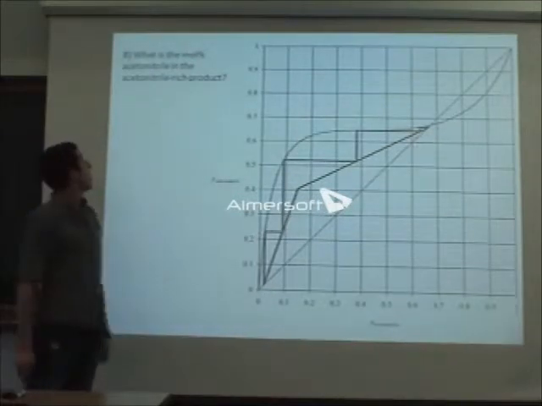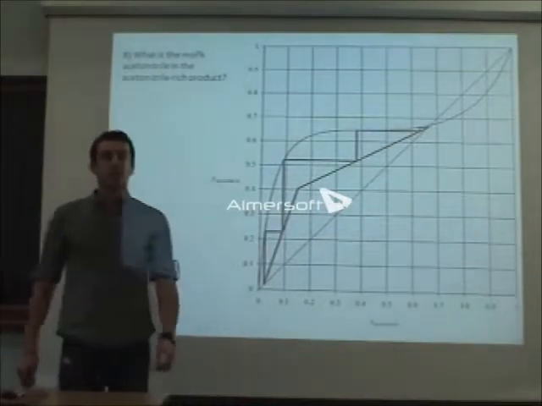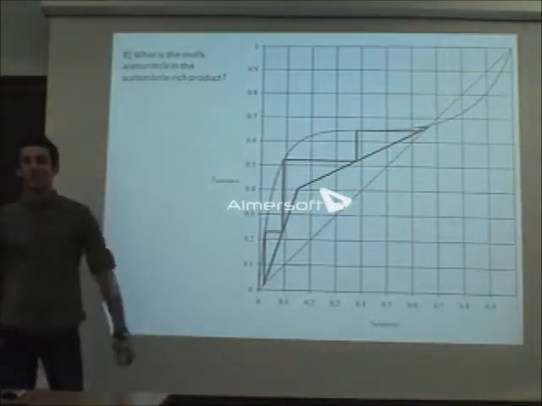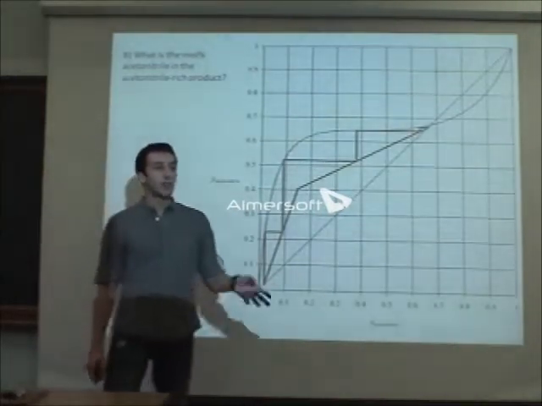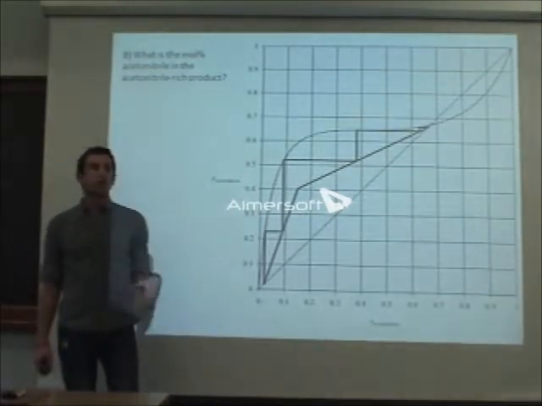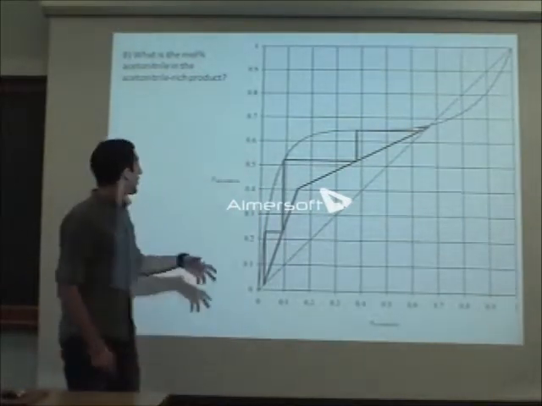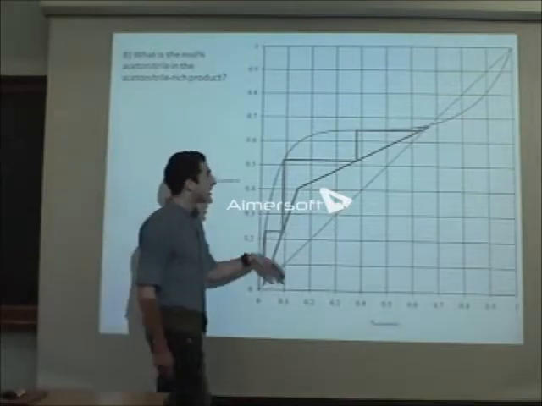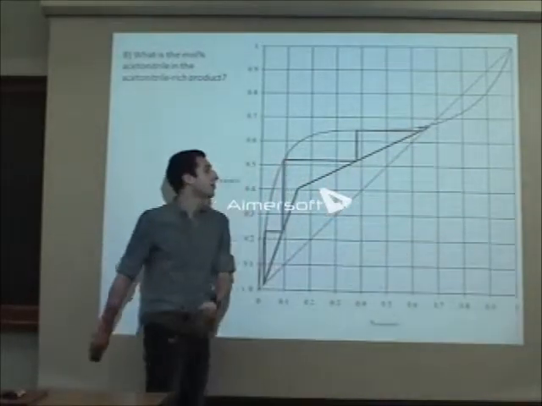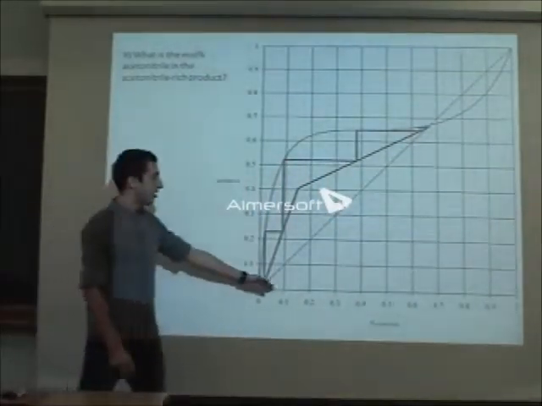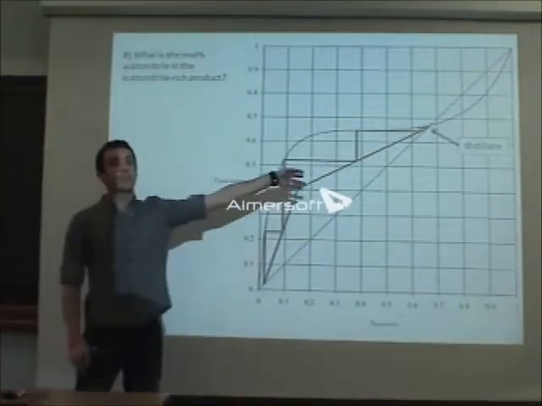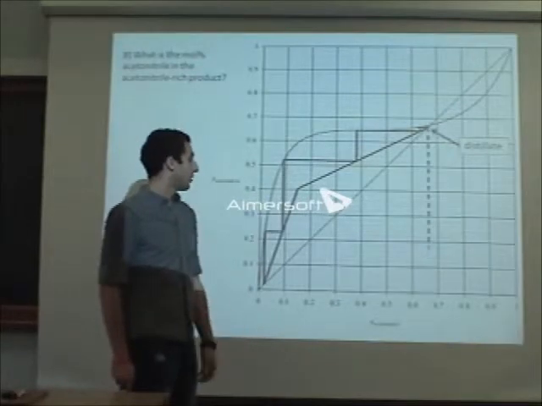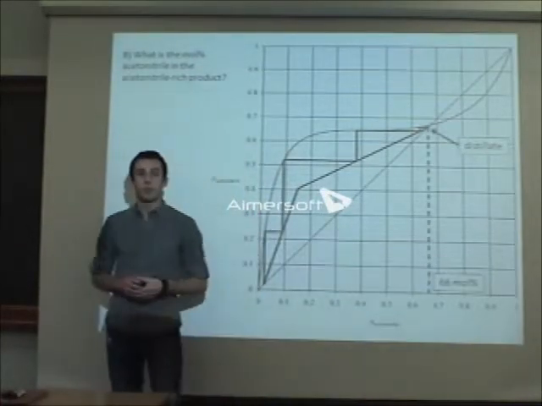All right, second part. What is the composition of the acetonitrile-rich product? Obviously we're going to have one stream coming off the top of the column, one stream coming off the bottom of the column. So this product is either going to be located here or here. And which one is more rich in acetonitrile? It's pretty obvious to tell it's going to be the one that's farther right. So it's going to come off the top of the column as a distillate. Just read it straight down, 66 mole percent.